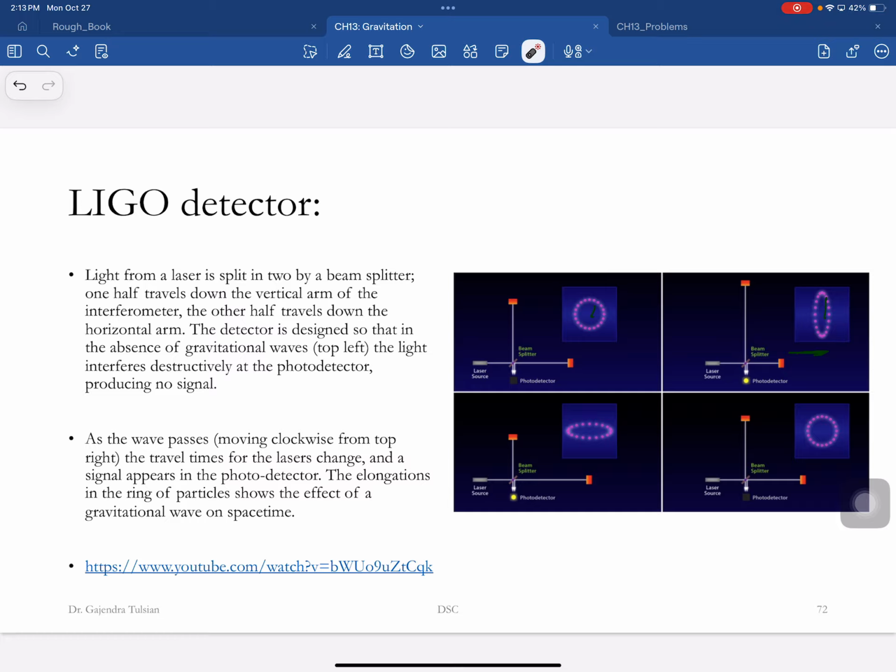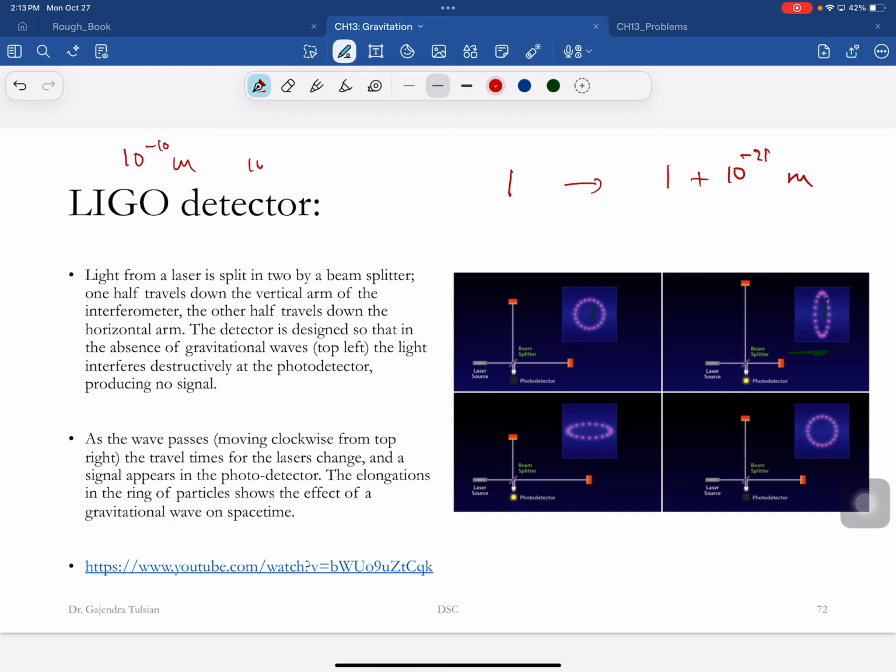Because the stretch, let me give you the number, 1 meter. Okay, so if the radius of this thing is 1 meter, then it stretches to 1 meter plus 10 to the minus 21 meters. To put it in perspective, the size of an atom is 10 to the minus 10 meters. The size of a nucleus is 10 to the minus 15 meters. So the stretch is that much. It is like stretching the Earth-Sun distance by an atom. And you have to detect that.